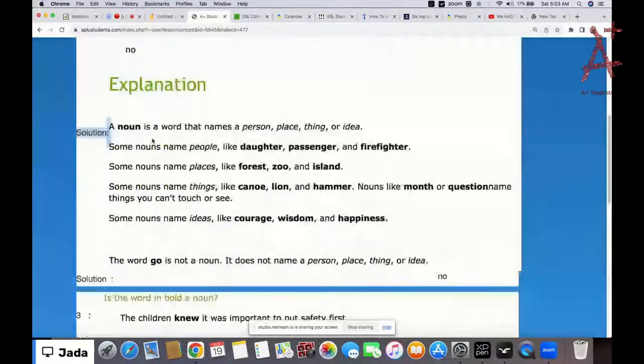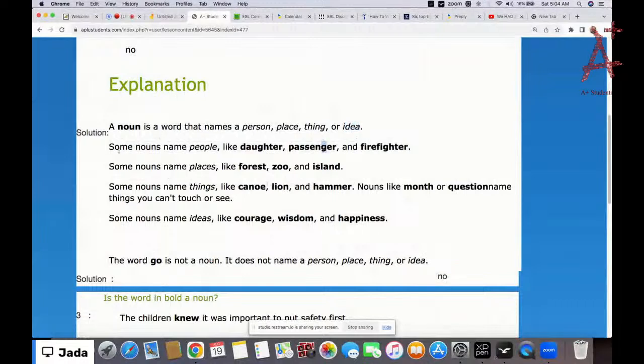First we need to know the explanation. There is a detailed explanation that we need to take note of. First of all, what is a noun? A noun is a word that names a person, place, thing, or idea. Person as in a name; place could be your country or where you live; thing could be a table; idea could be anything, thoughts that you have, right?